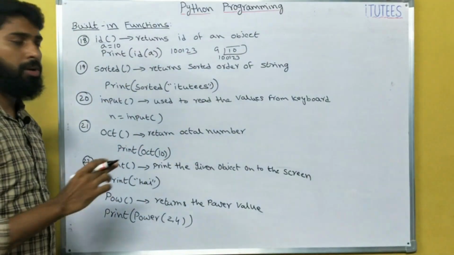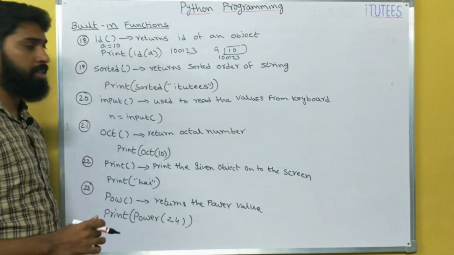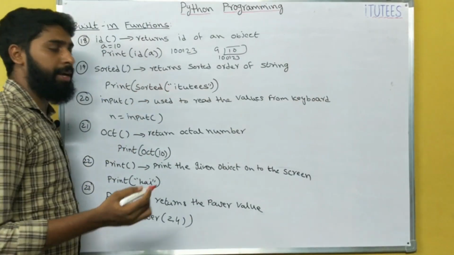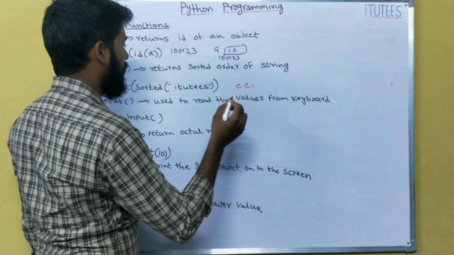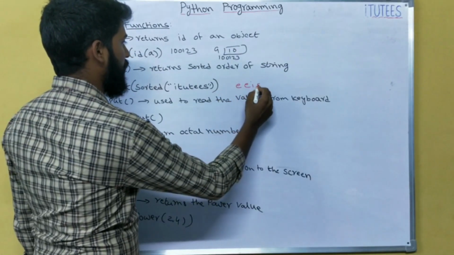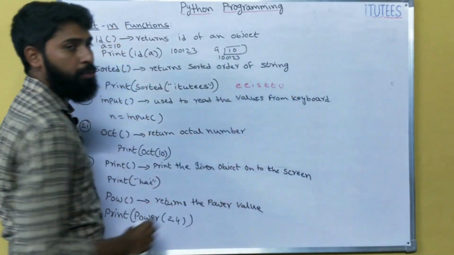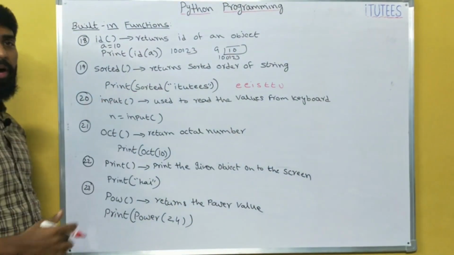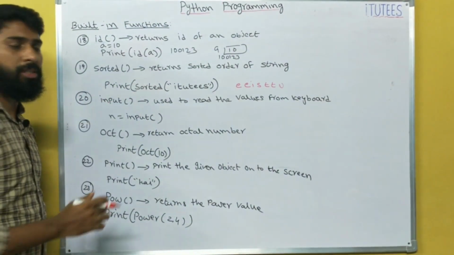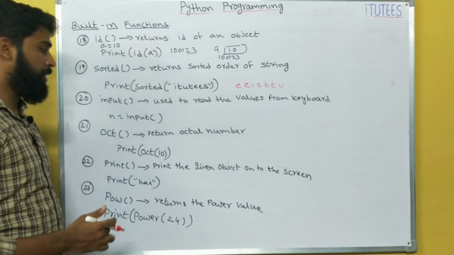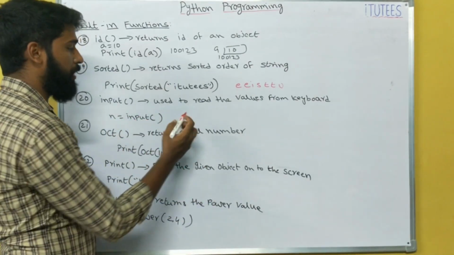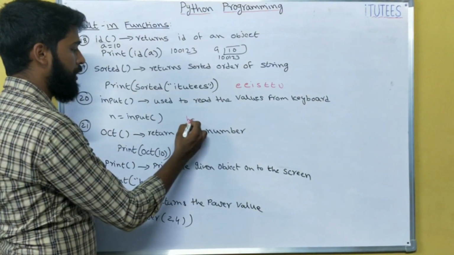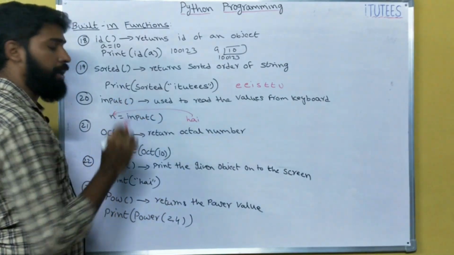Next, sorted. The sorted function returns the sorted order of a string. Print sorted of the string, what does it return? E, I, S, T, T, U. That is the sorted order. The input function is used to read values from the keyboard. n equals input means now the cursor is waiting to read a value. For example, I enter hi, so hi is assigned to n.